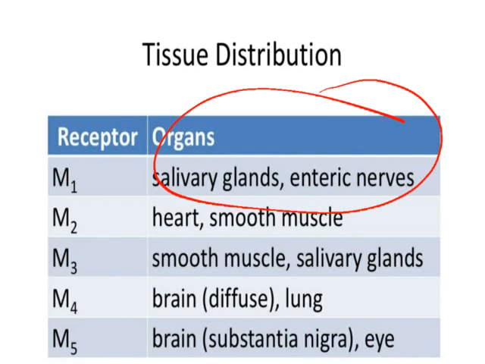Then the third one, the M3 receptor, is present in the smooth muscles and salivary glands. The M4 receptor is present in the brain in a diffuse form and in the lungs. And the M5 receptor is present in the brain in the substantia nigra and in the eyes.